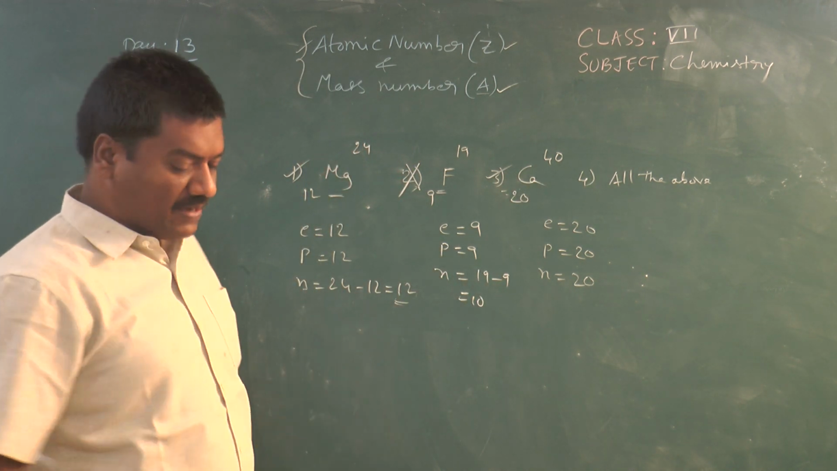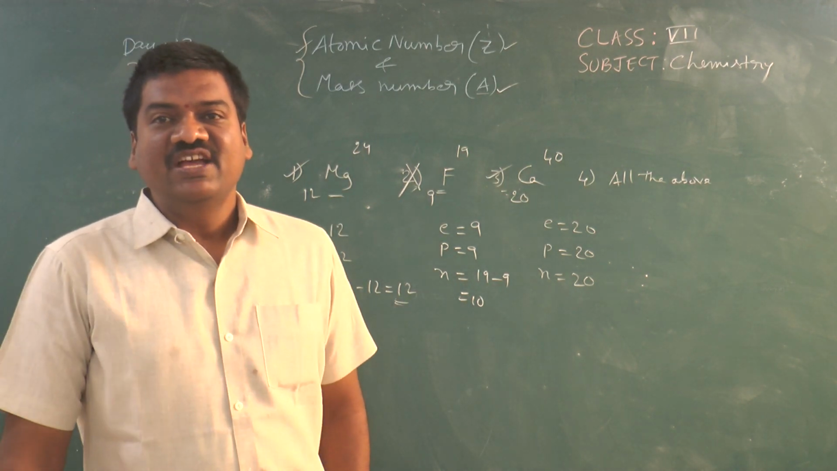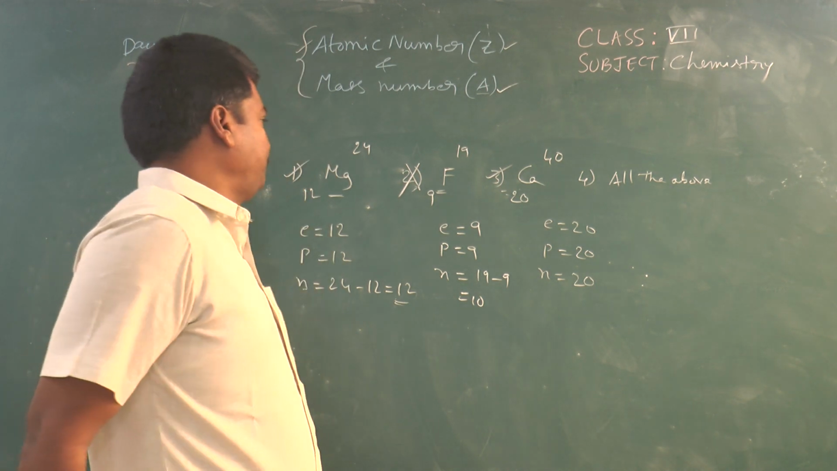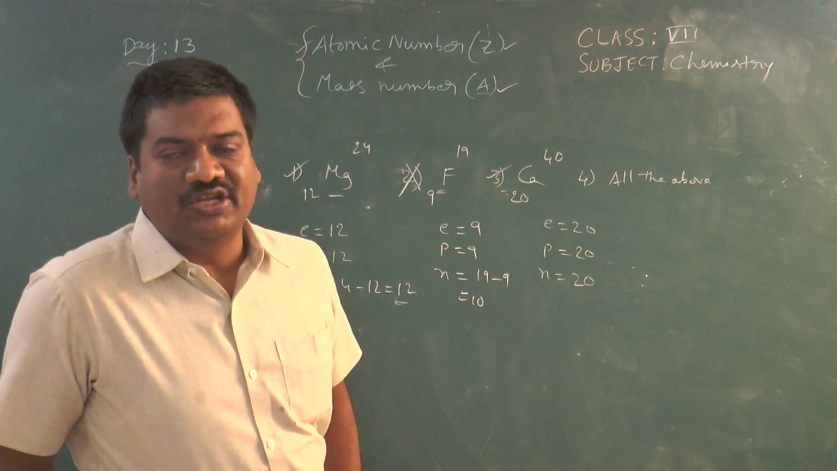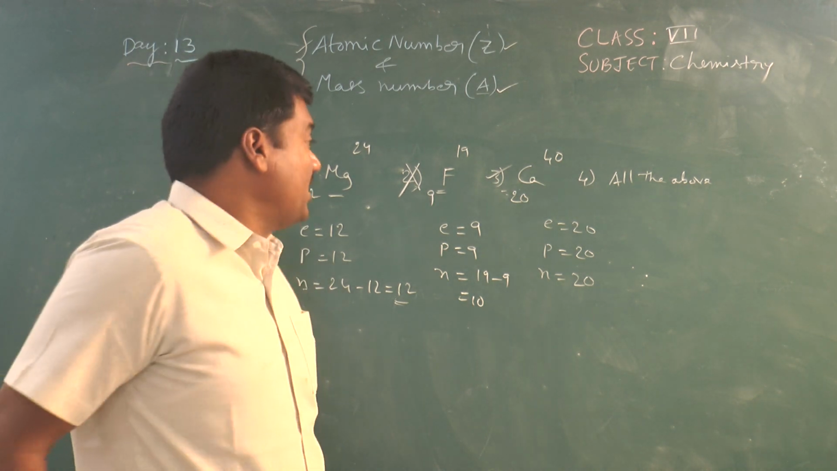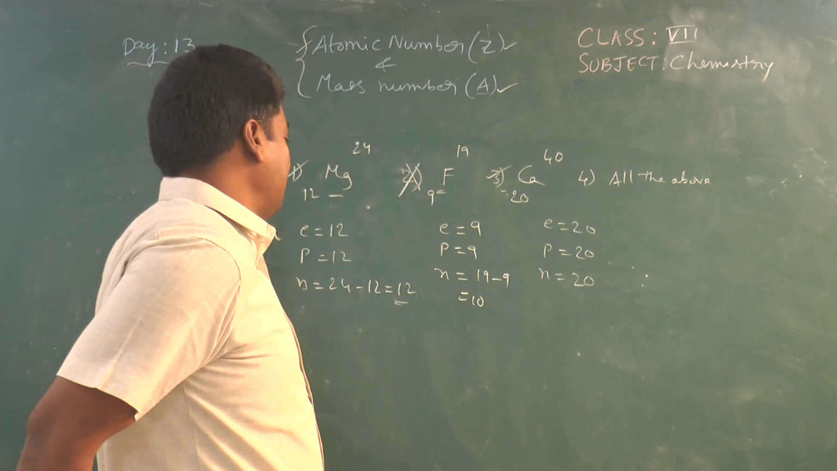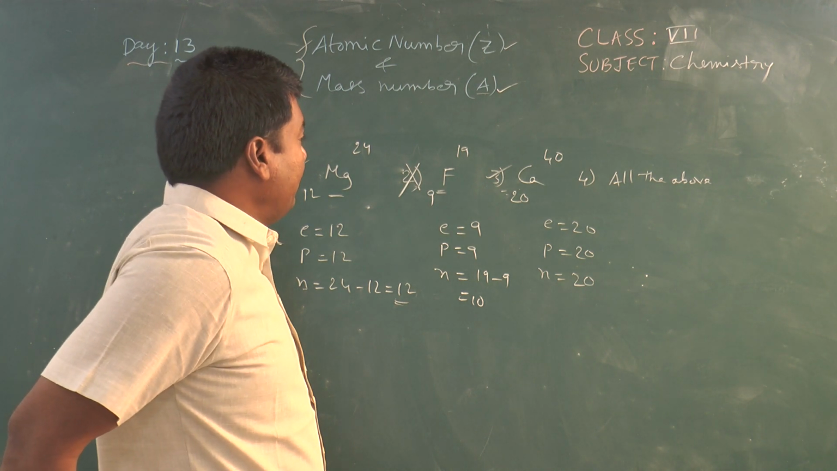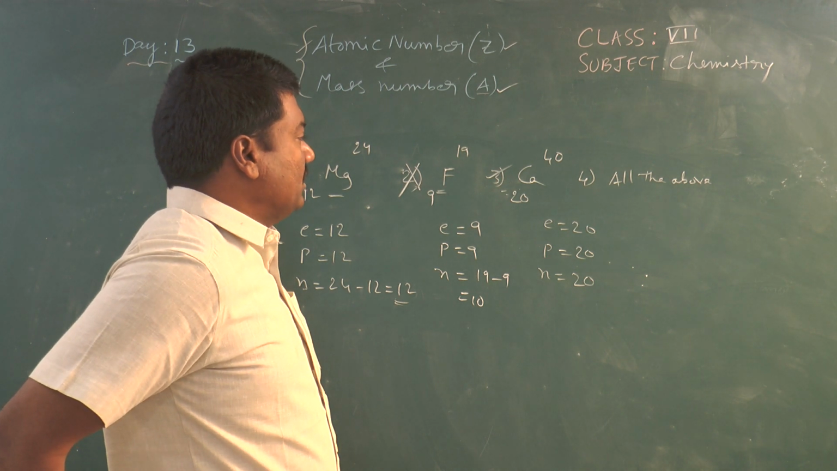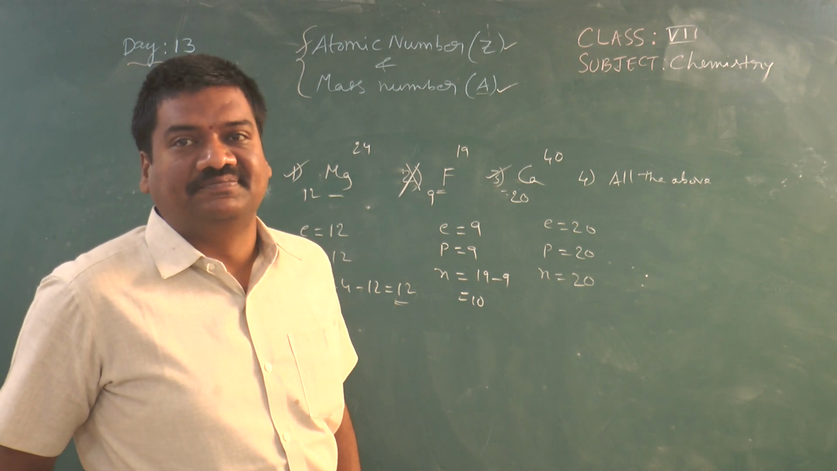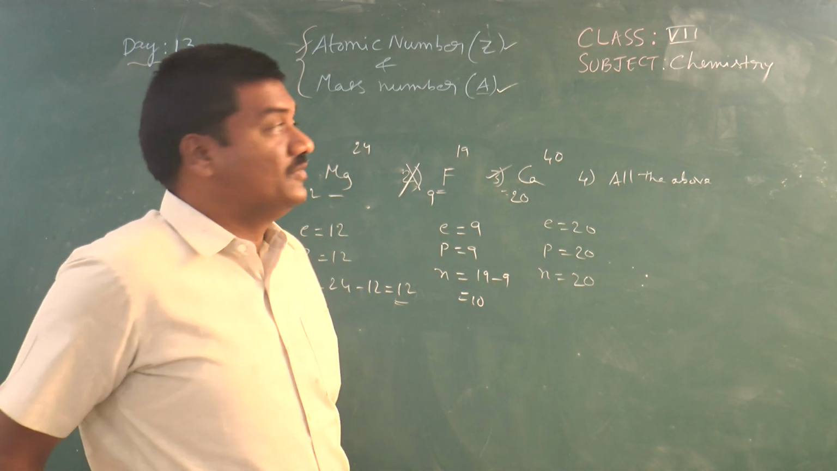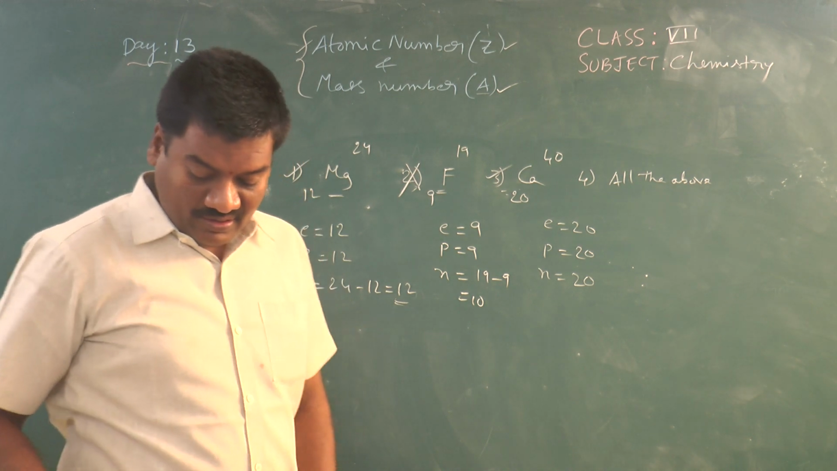Now the options are the same, and I am changing the question. Which of the following elements has the greatest number of neutrons in the nucleus? They asked for the greatest number of neutrons. The first element, magnesium, has 12 neutrons, the second element, fluorine, has 10 neutrons, and the third element, calcium, has 20 neutrons. So the answer is only the calcium atom.